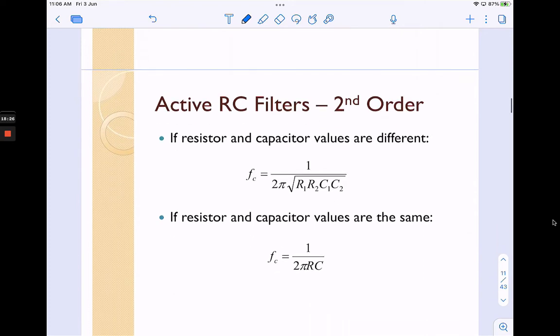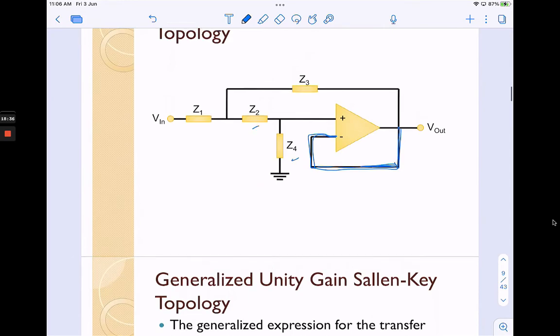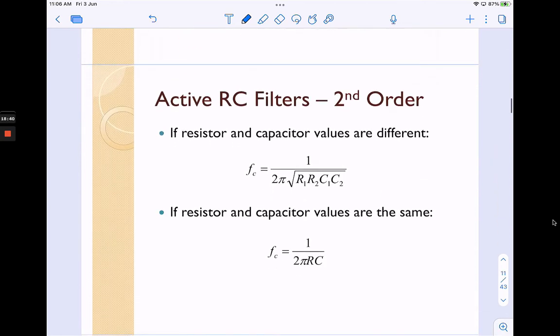Sometimes we can use different values of resistor and capacitor in this Sallen-Key topology, and when we do that, we can calculate the cutoff frequency that is given by 1 over 2 pi square root of R1, R2, C1 and C2.